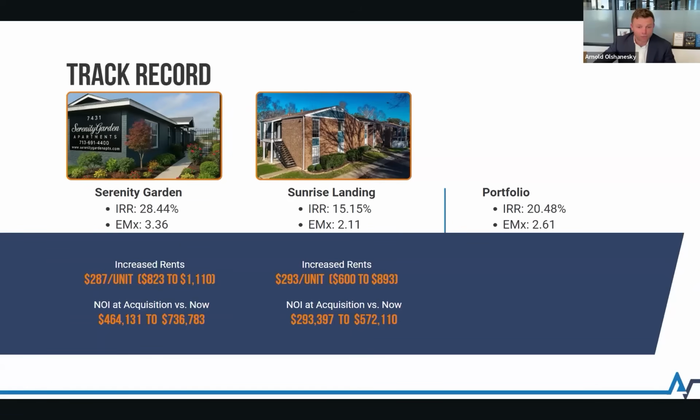And if we take a look at Sunrise, we got similar results here. We increased the revenue by 23% in 24 months. So in just under 2 years, we took the net operating income from $293,000 to $572,000. If we were to sell this based on current market conditions, this deal would profit about $3.1 million.